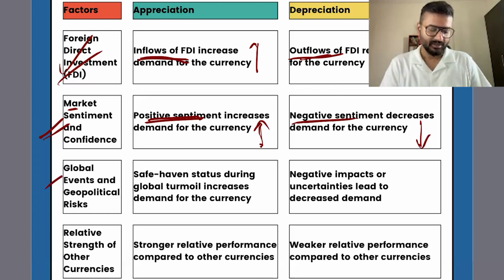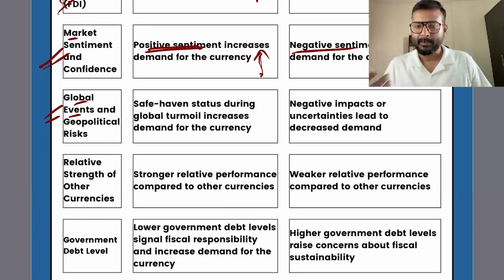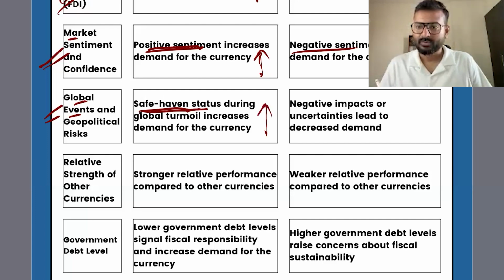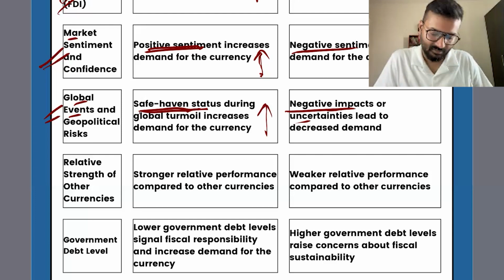Okay. Next is global events and geopolitical risks, right? So whenever a major geopolitical event happens, suppose there is a war or a pandemic, in such situations, countries which are safe havens, when people feel that nothing will happen to this country, this country will remain quite stable, investors will want to spend in those countries, right? So countries which are given a safe haven status will see appreciation, whereas countries impacted by this global event will see a negative impact and uncertainties, so there will be a decrease in demand for those currencies and depreciation.